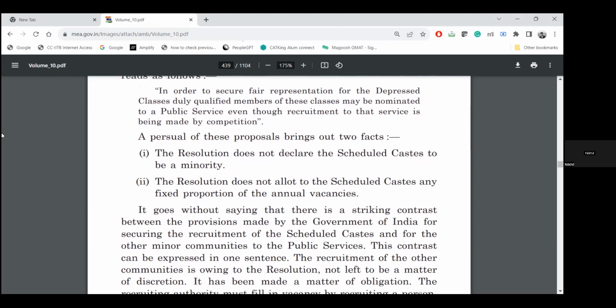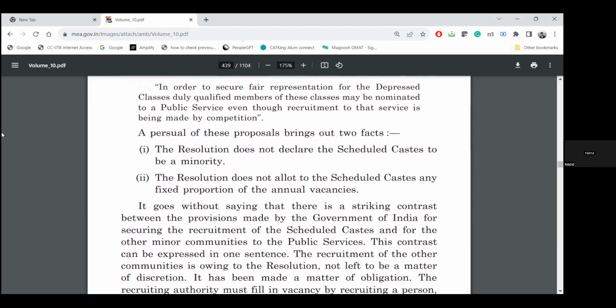In order to secure a fair representation for the depressed classes, duly qualified members of these classes may be nominated to a public service even though recruitment to that service is being made by competition. A perusal of these proposals brings out two facts. The resolution does not declare the scheduled caste to be a minority. The resolution does not allot to the scheduled caste any fixed proportion of the annual vacancies.